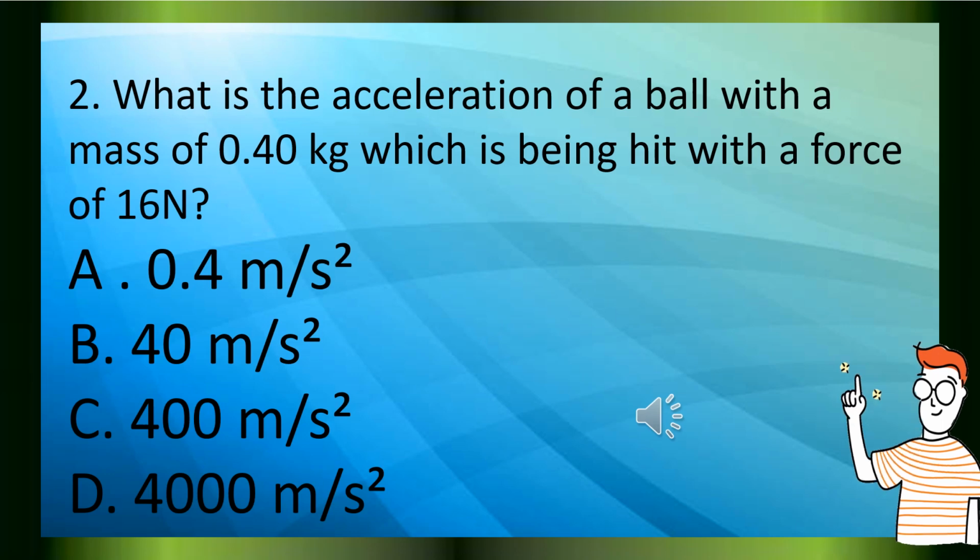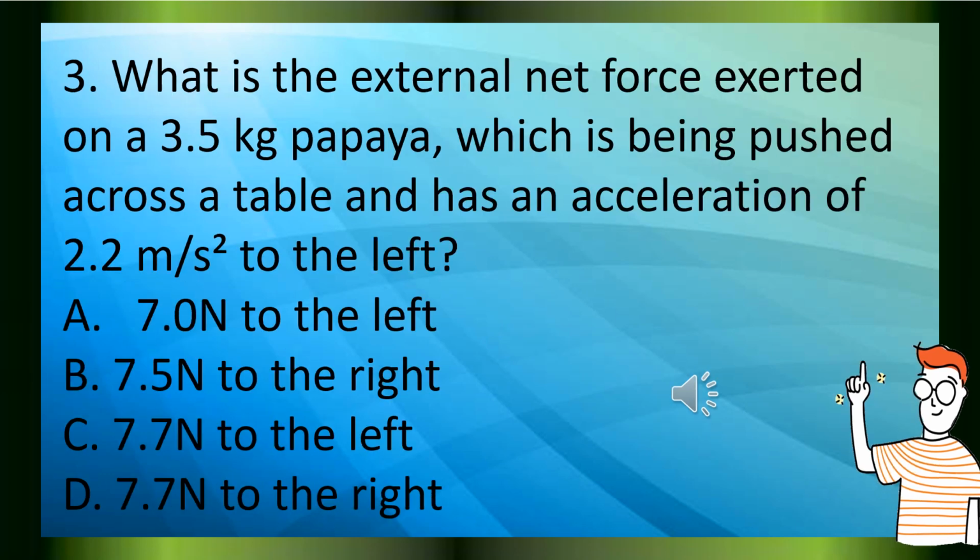Acceleration is equal to force divided by mass. What is the correct answer? The correct answer is letter A, 0.4 meters per second squared. Number 3. What is the external net force exerted on a 3.5 kilogram papaya, which is being pushed across a table and has an acceleration of 2.2 meters per second squared to the left? A. 7.0 newtons to the left, B. 7.5 newtons to the right, C. 7.7 newtons to the left, D. 7.7 newtons to the right. Force is equal to mass times acceleration.